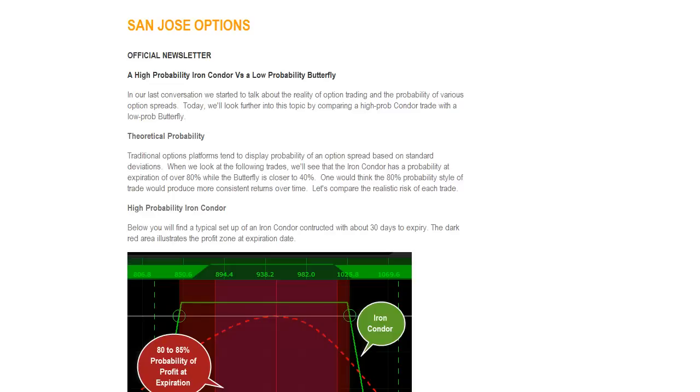I'll point out the way I look at probability, and it's interesting to see that even though the Condor here has a much higher probability at expiration, as you're actually trading through the trade in live real time, you'll see that the trade actually has a similar probability to the butterfly. So it's very interesting once you consider your day-to-day probability compared to your expiration. They can be quite different. So hopefully this instructional video will open your eyes and help you see probability in a different light.